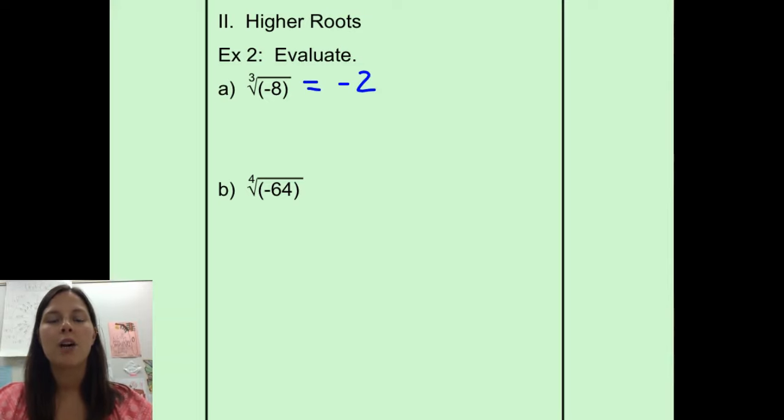For part B, we're looking for a number that multiplies by itself 4 times to give us negative 64. Same as with square roots, you can't take an even root of a negative number. When you multiply a number by itself 4 times, it will always be positive. So this has no solution.